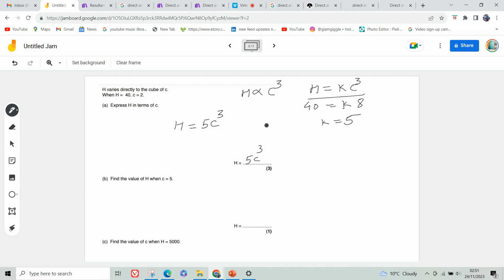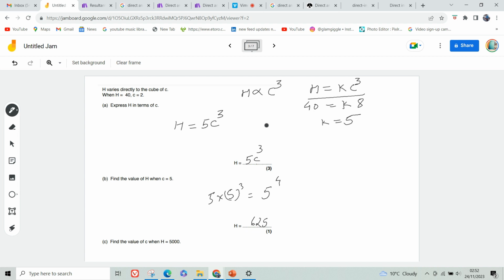Next, B, find the value of h when c is 5. Simply sub the value of c as 5, so h will be 5 times 5 cubed. So this will become 5 raised to the power 4. So that will be 625.